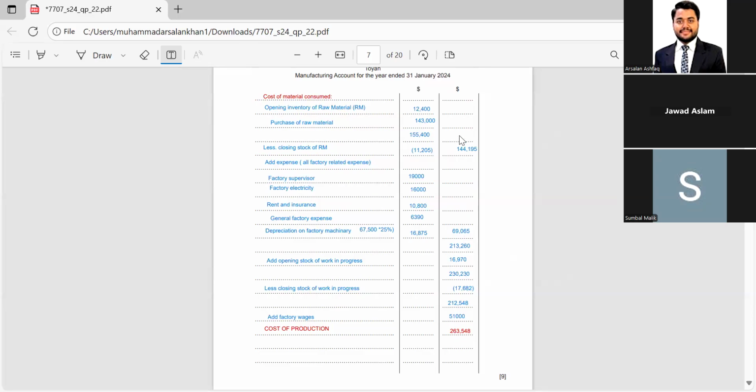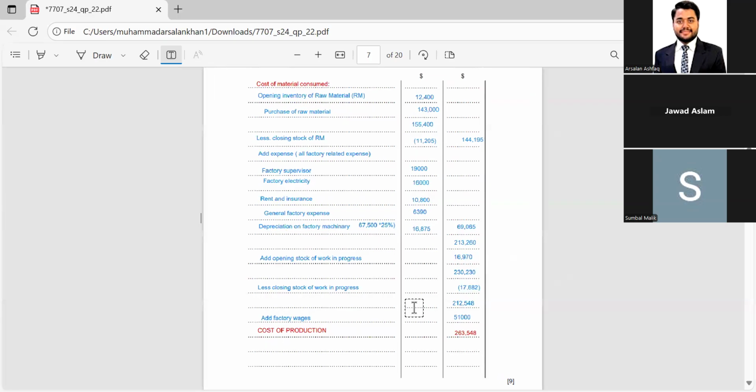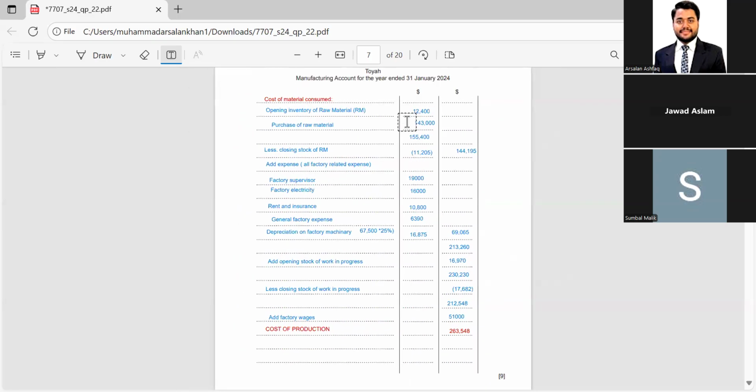Okay. You need to add this cost of raw material consumed with the total amount of expense. Then you need to add with the opening stock of work in progress, then subtract with the closing stock of work in progress to get the cost of production. So just take 2 minutes or 3 minutes to skim through, and any questions, so please ask.